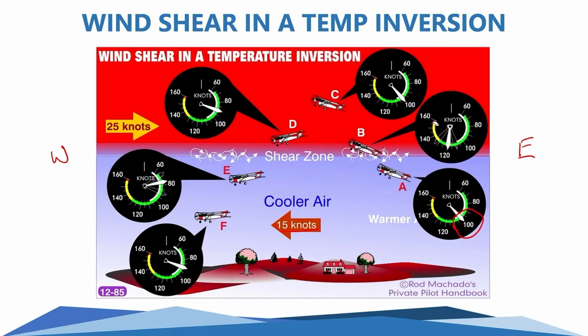Now, as they get into the warmer parcel of air, the airspeed will stabilize, assuming that they haven't adjusted really anything in terms of their nose-up attitude or their power setting. It'll stay at 100 knots, even if they're continuing to climb. And you'll notice that in the cooler parcel of air, that was a tailwind, and then it shifted to a headwind, and that headwind shifted 25 knots.